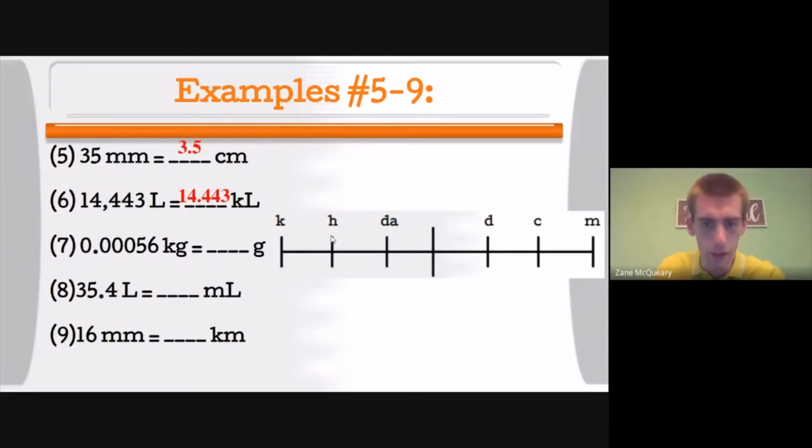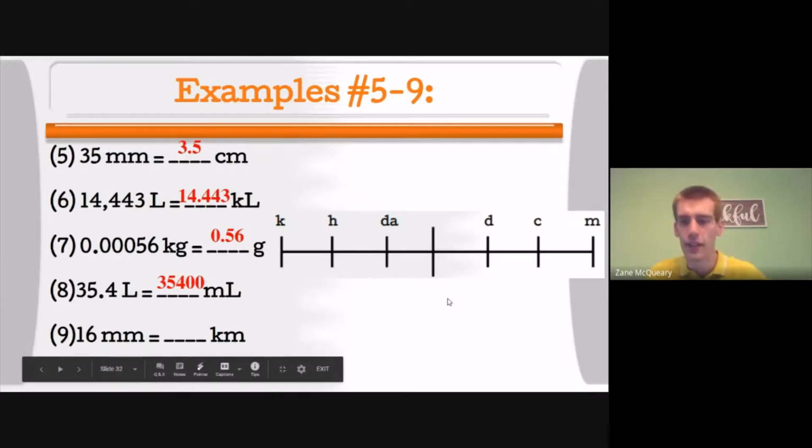Kilograms. 1, 2, 3 jumps to the left. Okay. Liters to milliliters. 1, 2, 3 jumps to the right.